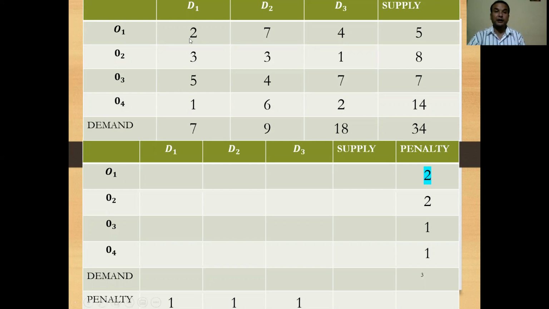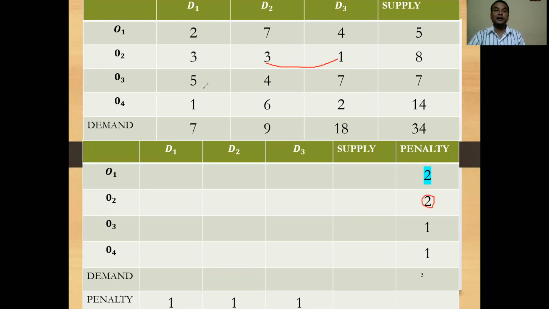For the penalty of origin 1, we see the minimum value is 2, and the second minimum value is 4. What is the difference between 2 and 4? The difference is 2. So we have got this 2. Then for the next one, we see the difference between the two minimum values, 3 and 3, both are 3, then 1. The minimum values are 3 and 1, and the difference between 3 and 1 is 2.